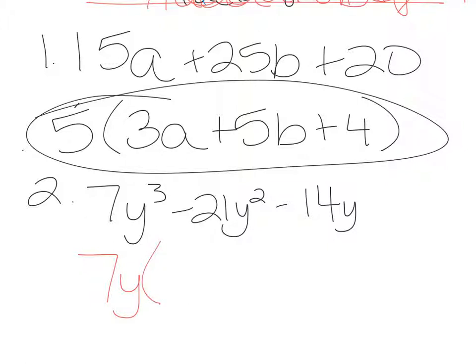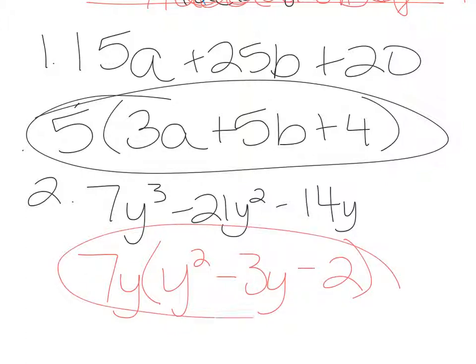And then this is the same thing. If I were to redistribute that 7y, I need this exact expression back. So to fill in my blanks, 7y times y squared will give me my 7y cubed. 7y times a negative 3y will give me the negative 21y squared. And then finally 7y times a negative 2 will give me the negative 14y that I need.